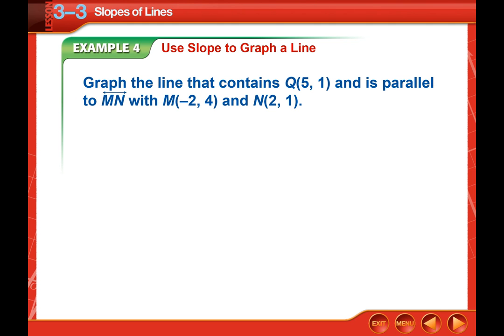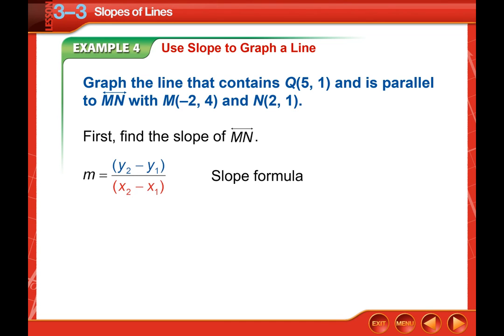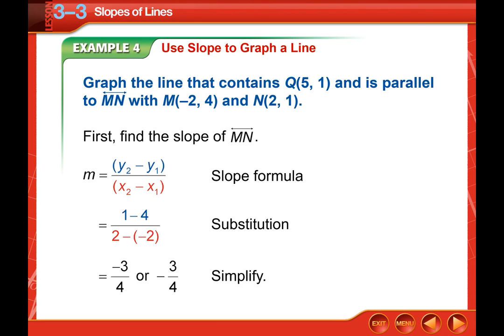Okay, so now we can use the slope to graph a line. We have a line that contains a point Q, and it's parallel to MN. Okay, MN has the points (-2, 4) and (2, 1). First, we have to find the slope of line MN. So we use the slope formula and substitute in the values for the points. 1 subtract 4, 2 subtract -2, and we simplify that to be -3/4.